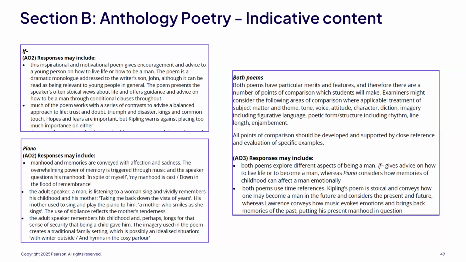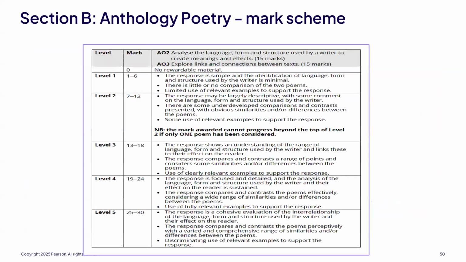And then, of course, we have the levels-based mark scheme, which we can see here. Now, there is a bar we can see at the top of level 2 there. If they only talk about one poem, they can't go into level 3. However, having said that, if they only talk about one poem, it would have to be really good to get to the top of level 2.